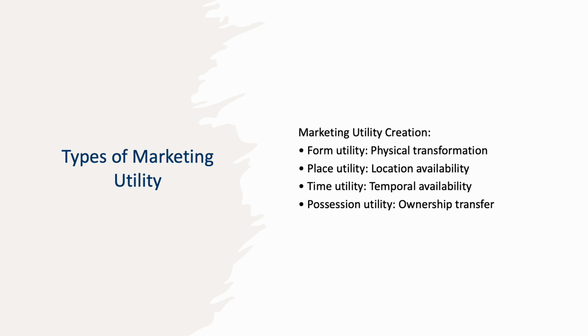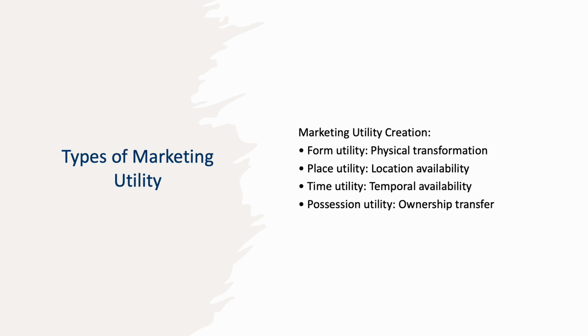Place utility addresses the need to make products available when and where customers want them. Marketing creates place utility through distribution channel decisions, retail partnerships, inventory management, and logistics strategies. Effective place utility management ensures that customers can access products conveniently without excessive search costs or delays.